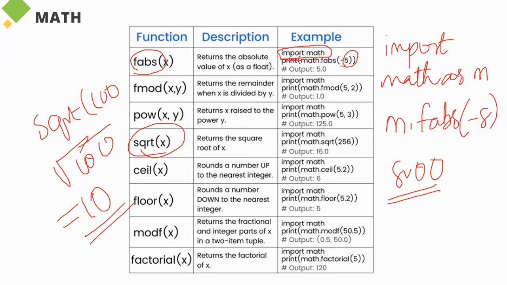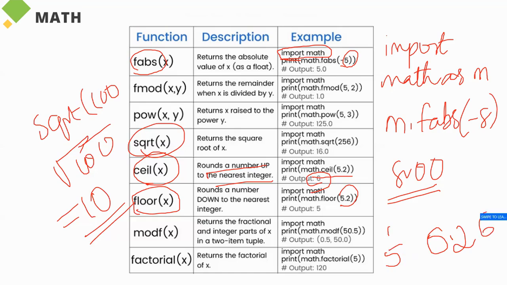If you go with ceil of x, it rounds up the number to its nearest integer. If you see here, math.ceil of 5.2, the nearest integer is 6. If you go with floor of x, floor of 5.2, it rounds the number down to its nearest integer, which is 5. 5.2 lies between the integers 5 and 6. If it is ceil, it gives the greater rounded-up number, and if it is floor, it gives the lower number, that is 5.